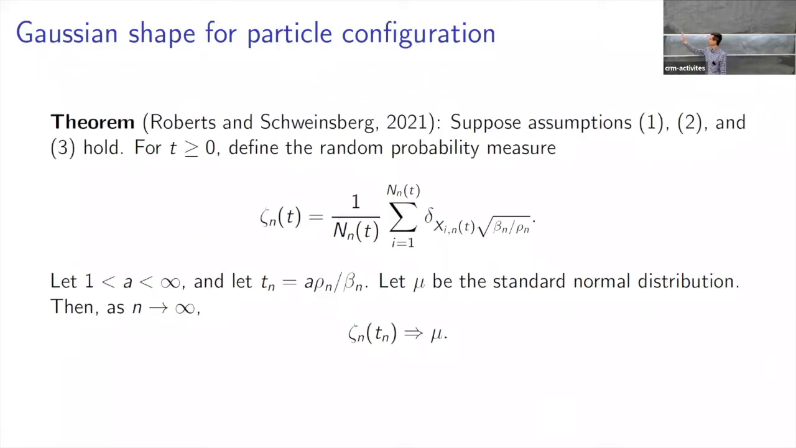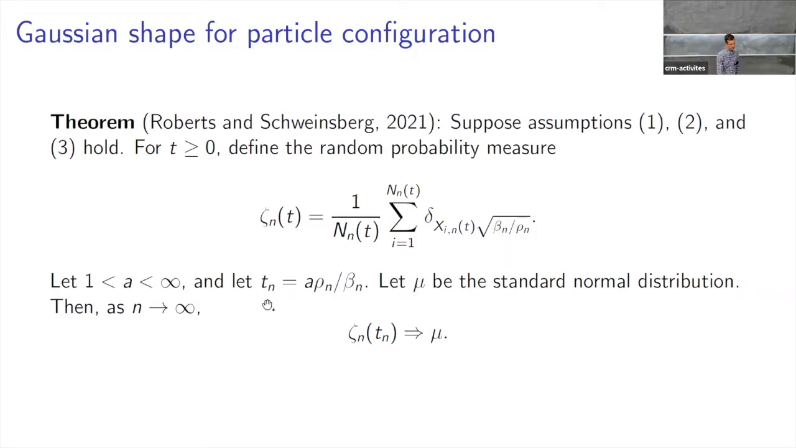So here's our first theorem regarding the Gaussian shape for the configuration of particles. And this comes from joint work with Matt Roberts. For any positive time t, we can define this random probability measure ζ_n(t). For each particle located at x, we place a unit mass at the location x times the square root of β over ρ. And then we divide by the total number of particles at time t to get a probability measure. So ζ_n(t) represents the empirical distribution of the particles at time t, scaled in space.